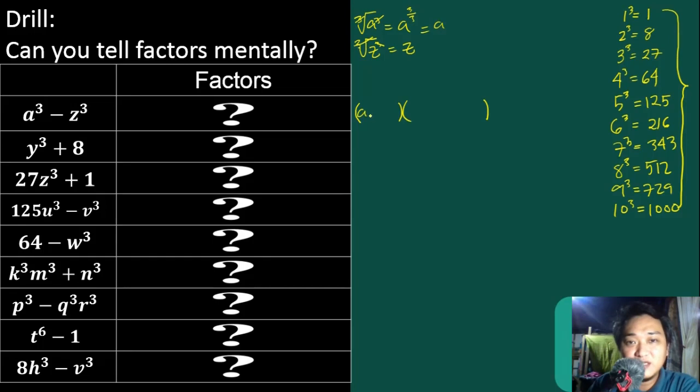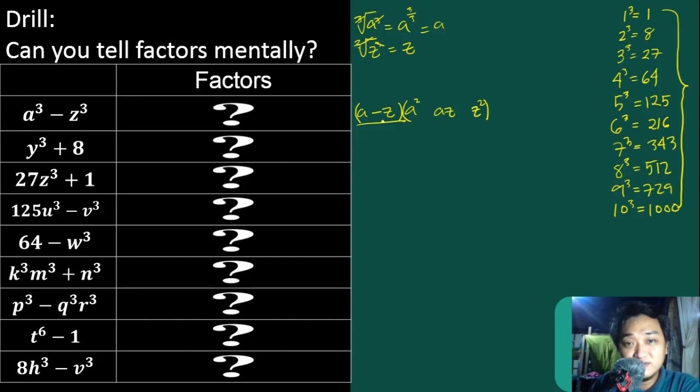So that will be a minus z, gagayahin natin yung sa problem. Isasantabi muna natin yung problem as much as possible, tatakpan natin, popokusan natin yung binomial, and then we're going to use the square product square rule. So what is the square of the first term? That will be a squared. What is the square of the second term? That will be z squared. And what will be our middle term? Our middle term will be the product of the terms in the binomial. That will be az, regardless of the sign.